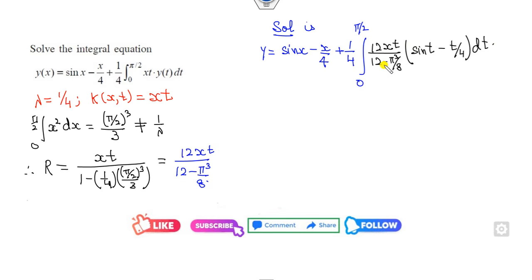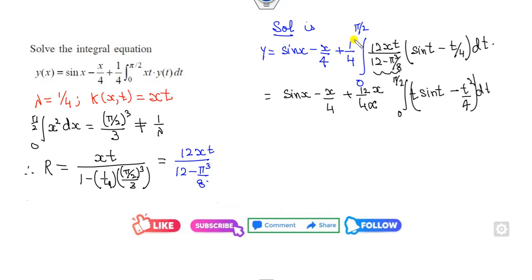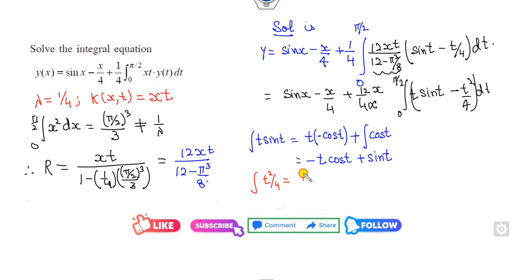Fine. Now I can integrate them. So I can simplify this term as sin x minus x over 4 plus, I can consider this term as my alpha. Fine. I can substitute later on. X is outside, then the integral from 0 to pi by 2 of t sin t minus t square by 4. Now I can first integrate by parts the t sin t. What is the integration of this first function? Integration of second function, minus plus cos of t. So it will be minus t cos t plus sin t. Fine. Now what is the integration of t square by 4? It is t cube by 12. So I can substitute all these values here.